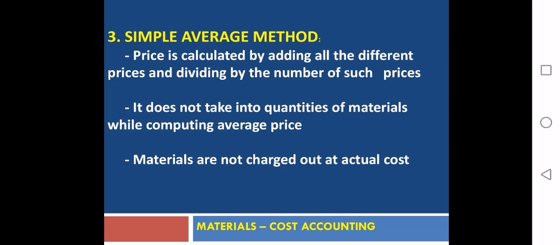Say on January 1st, 2nd, 3rd, 3 days we have received the material, like 100 quantity, and the price is varying, okay, like 4 rupees, 5 rupees and 6 rupees. Now keeping the quantity aside, in the simple average method only price is considered. So what are the prices on January 1st, 2nd and 3rd? 4 rupees, 5 rupees and 6 rupees.